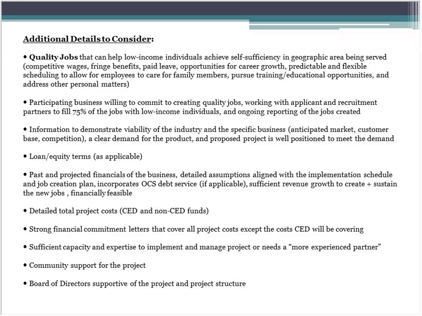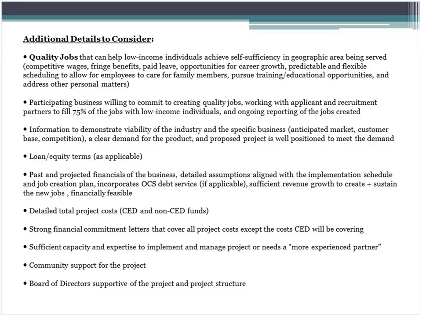You need to be able to demonstrate that you have sufficient capacity and expertise to implement and manage the project, or that you have a more experienced partner that's on board with you that's going to help. And if you're using the funds as a loan or equity and have never done that before, or if you haven't successfully implemented job creation projects that are similar in size or scope to the one you're proposing, then you really should have an experienced partner that has this experience.